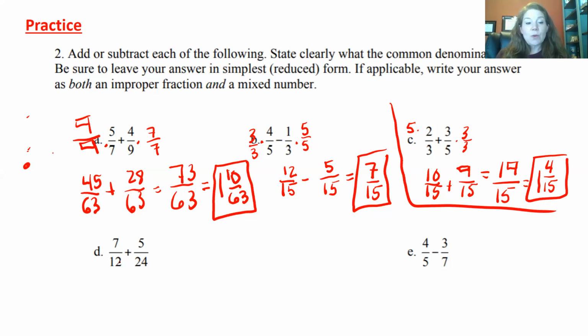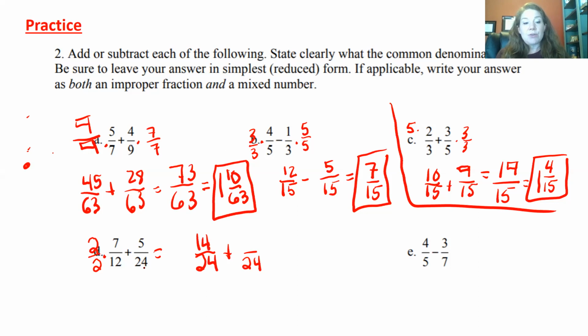Letter D, will 12 go into 24? Yes, it will. So how many times will 12 go into 24? Well, since it will go twice, that's what we have to multiply our numerator by. So 12 times 2 is 24. So multiply 7 times 2 and we get 14.